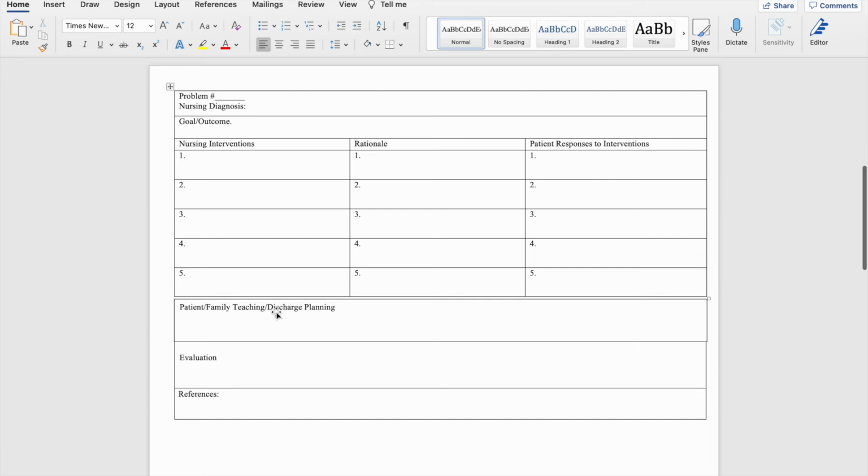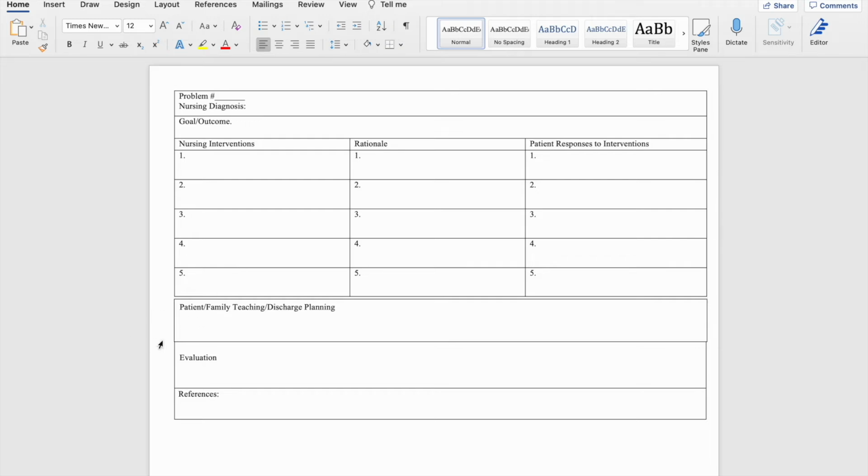And you also have the family discharge, the patient family teaching and discharge planning, which is important as well, because we want to ensure that our patients are receiving effective care when they're at home and they have a plan of how they're going to take care of themselves upon discharge. Again, the evaluation is we're seeing if any of our interventions were effective.